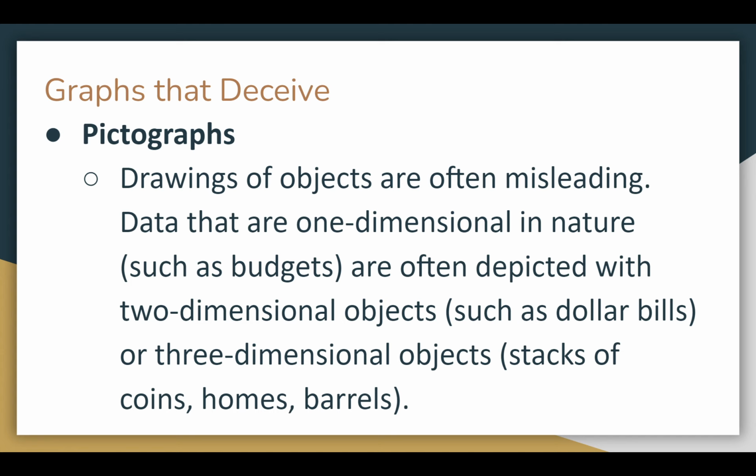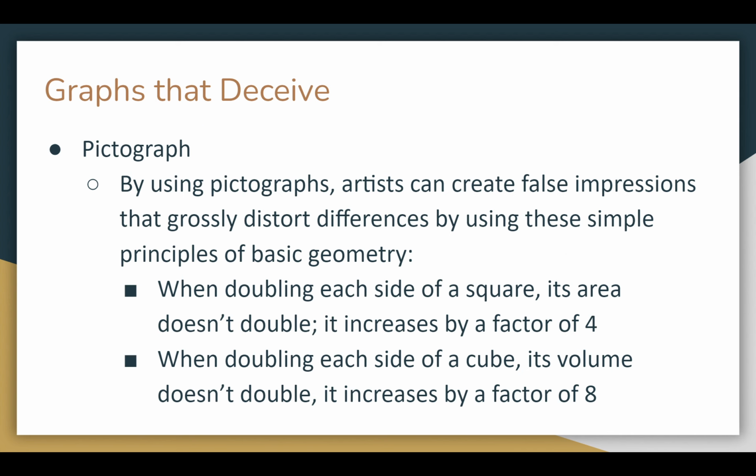All right, so pictographs. Pictographs are drawings of objects that are often misleading. Data that are one-dimensional in nature, such as budgets, are often depicted with two-dimensional objects, such as dollar bills or stacks of coins, homes, barrels, and that's just misleading. A better representation would be the charts that we have talked about prior. By using pictographs, artists can create false impressions that grossly distort differences by using geometry.